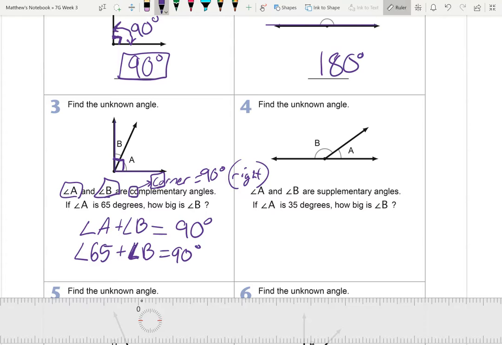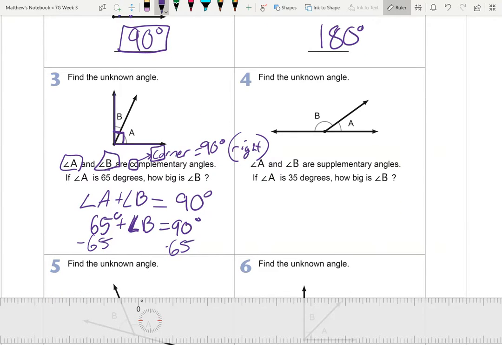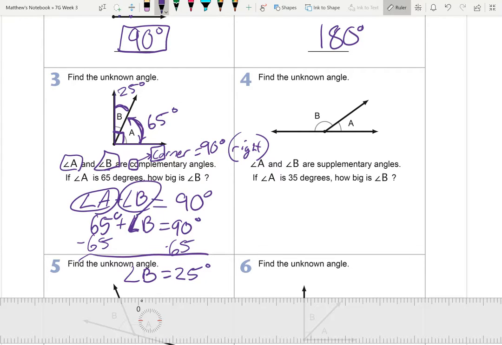Well, I'd have to use my algebra here. So I know that angle A is 65 degrees, so I can do minus 65 on this side, minus 65 on this side. And now I have angle B equals 25 degrees. And that makes sense, right? If this big angle A here is 65 degrees, then it makes sense for this angle B to be 25 degrees, and together they add up to 90 degrees. So that's how you can check your work. You can plug in 65 for A and 25 for B. If it adds up to 90, you're all good.